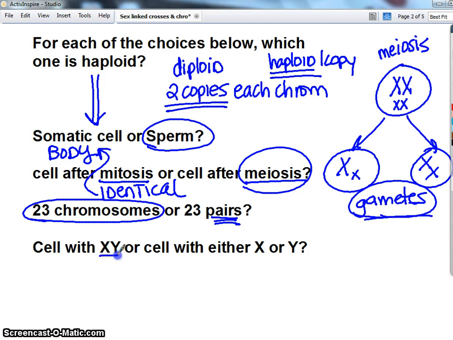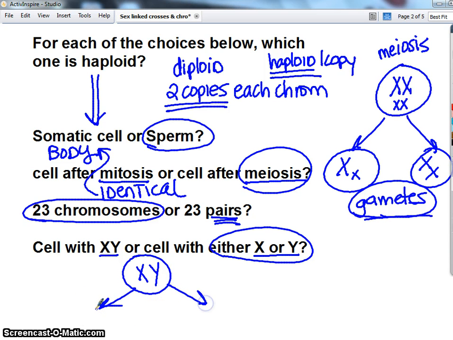And finally, a cell with XY, or a cell with either X or Y. If you think of a male, he has XY. But when he goes to make sperm in meiosis, his sperm is either going to get an X or it's going to get a Y.